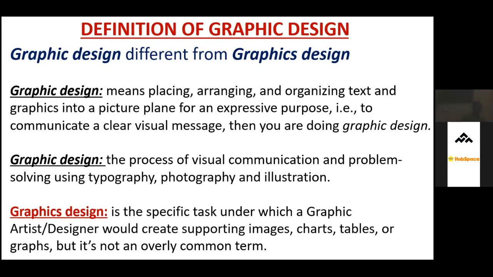And that's the process of using typography, photography and illustration. Now, typography, photography and illustration, those are the three basic types of graphic design we have, because when you say typography, it means text. So we make use of text. From photography, we make use of pictures. So basically, in graphic design, we make use of these three things to do everything we do. We make use of text, we make use of pictures, or we make use of shapes.